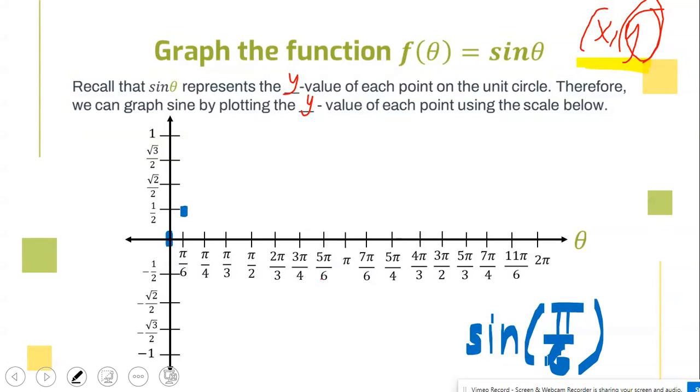Instead of this being pi over 6, we're going to change this to pi over 4. Pi over 4, remember, that's 45 degrees. That's root 2 over 2, root 2 over 2. So if we have pi over 4, that means we're going to have the value root 2 over 2.